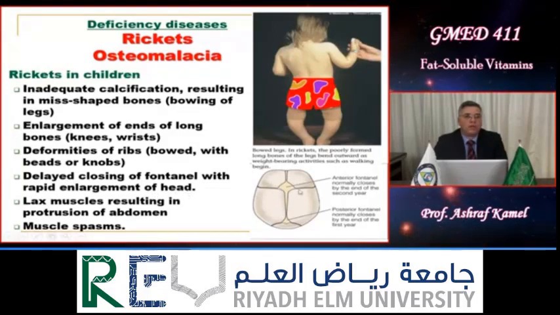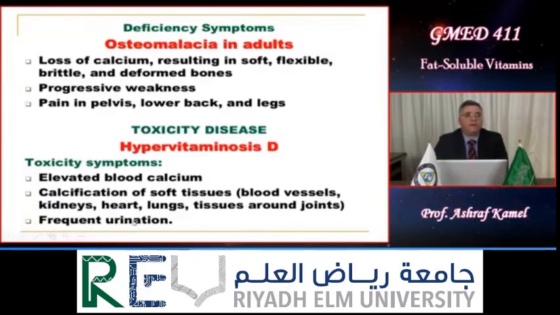Usually the anterior fontanelle normally closes by the end of the second year, while the posterior fontanelle normally closes by the end of the first year. Lax muscles, resulting in protrusion of the abdomen and muscle spasms. In adults, the disease due to deficiency is called osteomalacia, characterized by loss of calcium, resulting in soft, flexible, brittle, and deformed bones, progressive weakness, and pain in the pelvis, lower back, and legs.